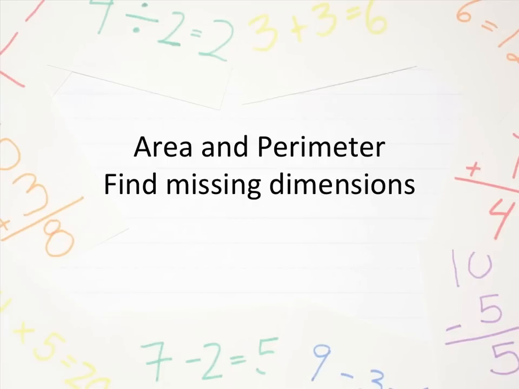Hi students. Today we're going to go the next step with area and perimeter and find missing dimensions from shapes when given a total.